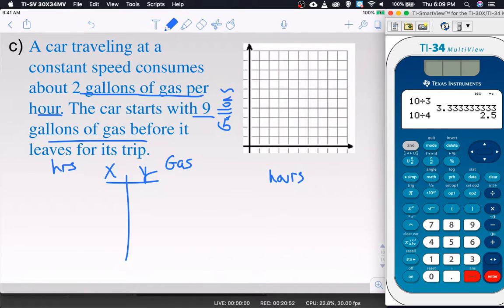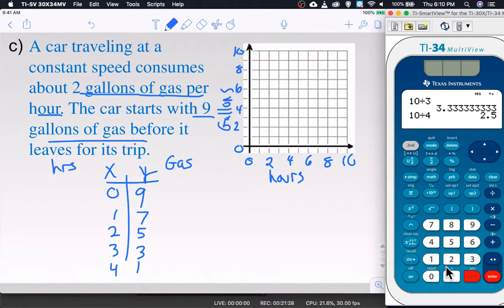So if we start at hour 0, we have 9 gallons of gas. 0, 2, 4, 6, 8, 10. If you've been driving for 1 hour, how much gas do you have left? Well, you'd have 7 gallons. You used up 2 of them, right? 2 gallons per hour. If you drive for 2 hours, you would now have 5 gallons. If you drove for 3 hours, you would have 3 gallons. If you drove for 4 hours, you'd have not 2 gallons, 1 gallon. And if you drove for 5 hours, you're going to be out of gas.